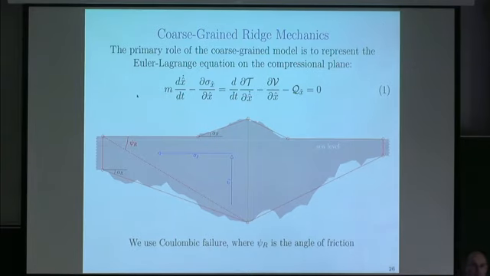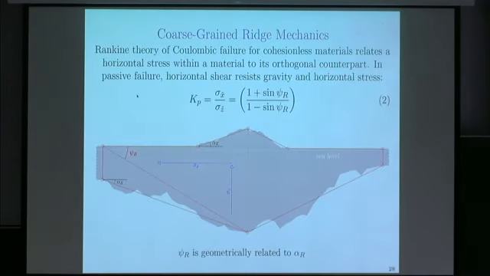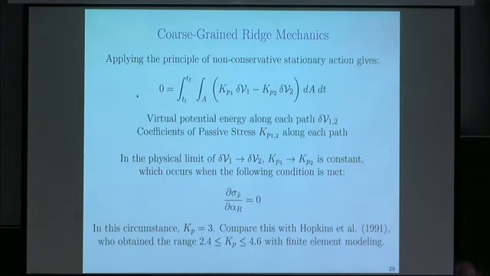So we want to come up with a nice simple model for mechanics, and so we're going to do this. We need to represent this Euler-Lagrange equation, and we're going to do this using Coulombic failure, not because it's the best thing to do, but because it's nice and simple and we can understand it. So it's coarse-grained, and we're going to assume it's cohesionless. And this has already been done by Mellor back in 1980. This is actually a case of two retaining walls against each other. It's a nice simple case, and between them there is a coefficient of passive stress. Okay, and so we have this Kp term here, and it's geometrically related to the angle of repose.